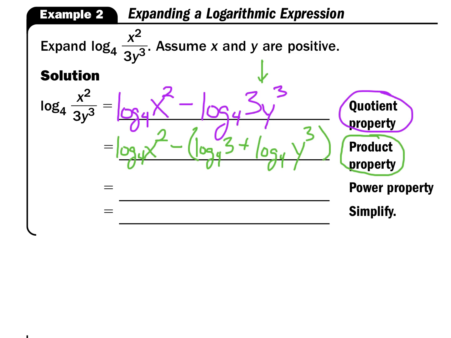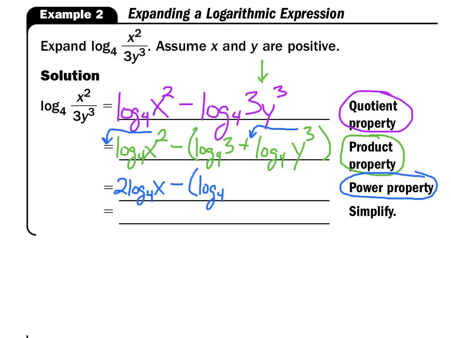Now I have to take a look. I've got exponents, so I need to use the power property. So I've got an exponent here on the x, so I'm going to have to move that over here to the front. And I've got an exponent on y. I'm going to move that to the front of its log. So now I've got 2 log base 4 of x minus my quantity, log base 4 of 3 plus 3 log base 4 of y.